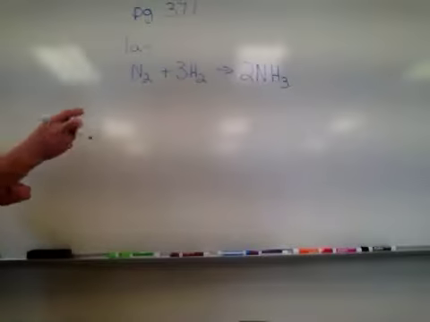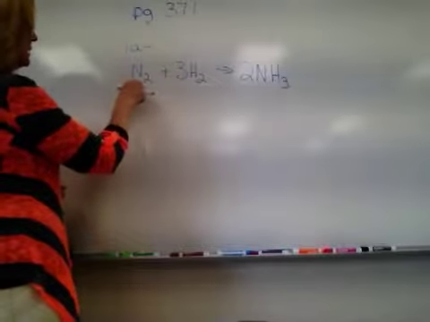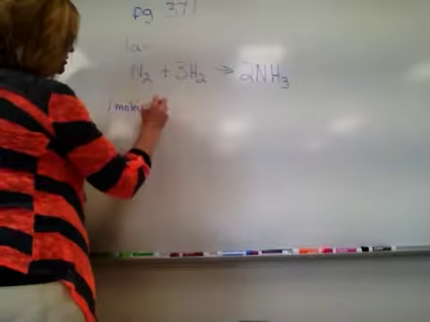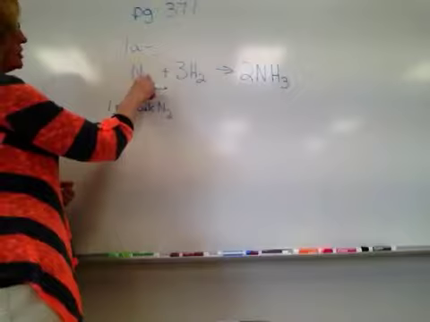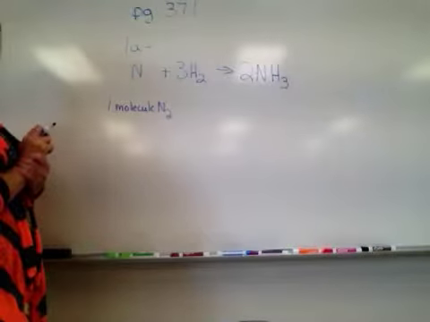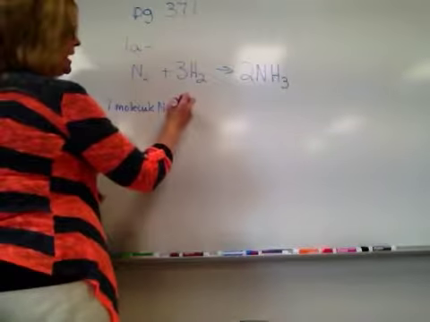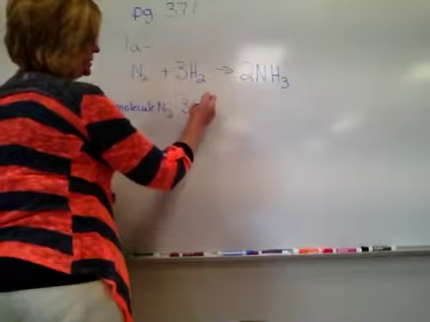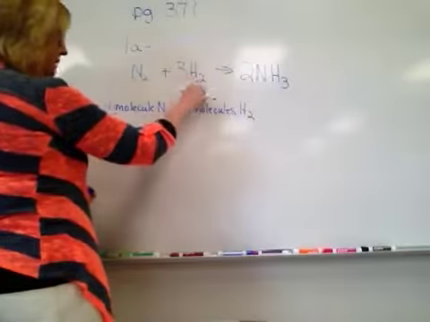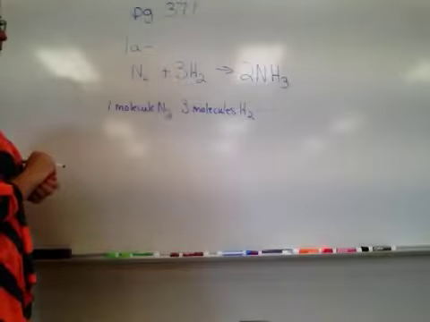So if I'm looking at my coefficients, if there's not a coefficient, that means that there's one, and it's N2, so I have one molecule of N2. If I had just N, it would be one atom of N. But because it's N2, that makes it a molecule. I have 3 molecules of H2. There again, H2 making it a molecule. If it were just H, it would be an atom.